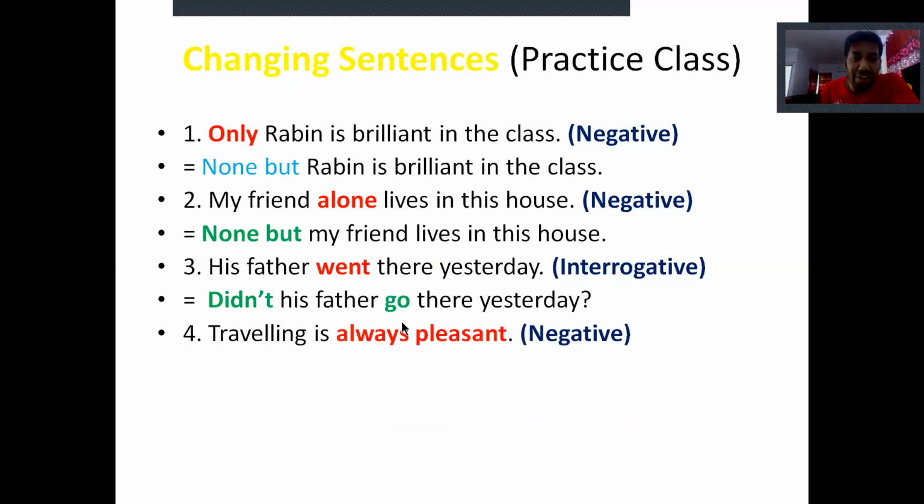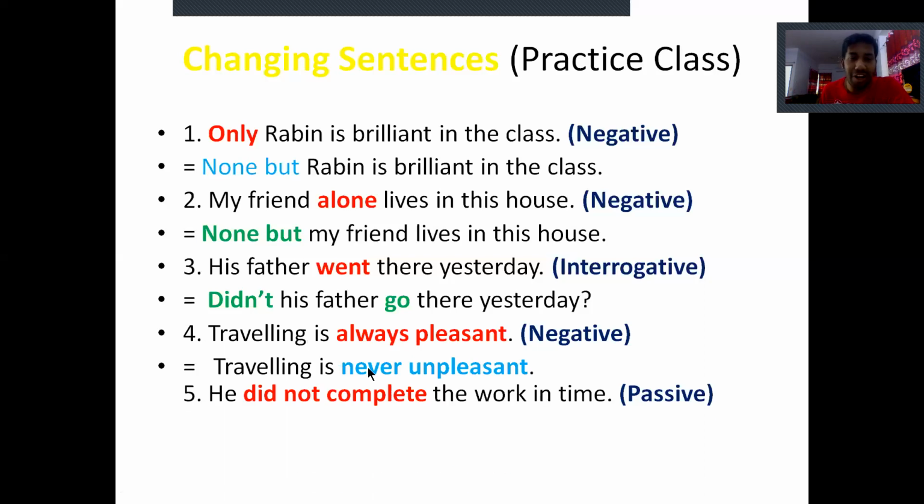Number 4, "Traveling is always pleasant." We need to make this sentence negative. So if there is "always" in a sentence, we make the sentence negative by using "never" in place of "always." And we also use the antonym of the applicable word beside it. So here the antonym of "pleasant" is "unpleasant," so it will be "never unpleasant." The negative is "Traveling is never unpleasant."